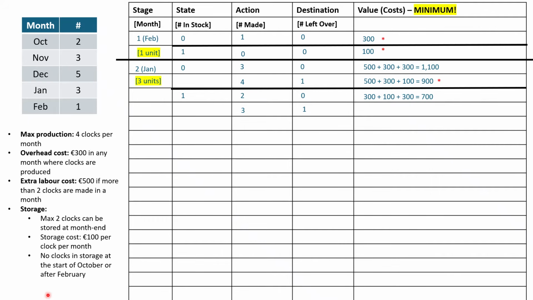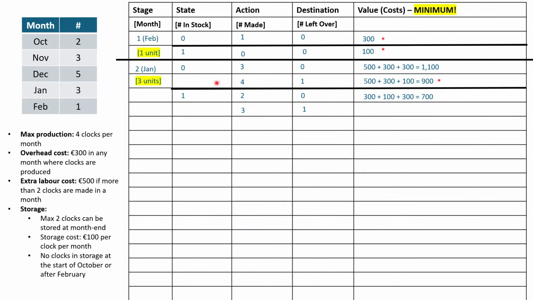Another option would be that we make 3, which will give us 1 left over. In that case, we need to think about our overheads, but now we do have to take the extra labour into account. We still have that storage because there was 1 at the start, so really think about that. Again, if you decide to put the storage in at the end, just make sure that's consistent throughout the question.